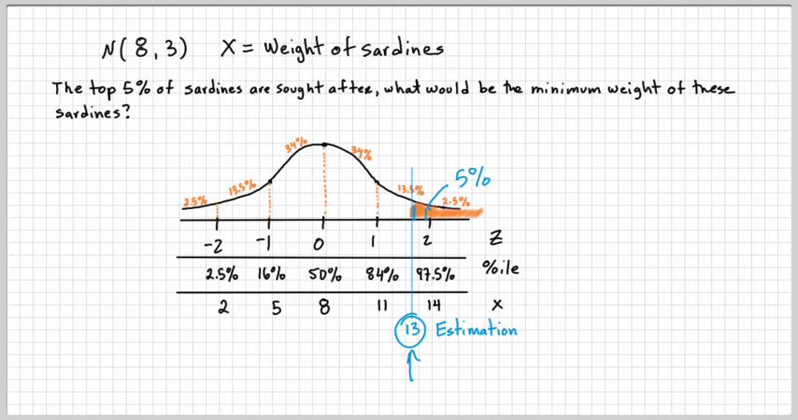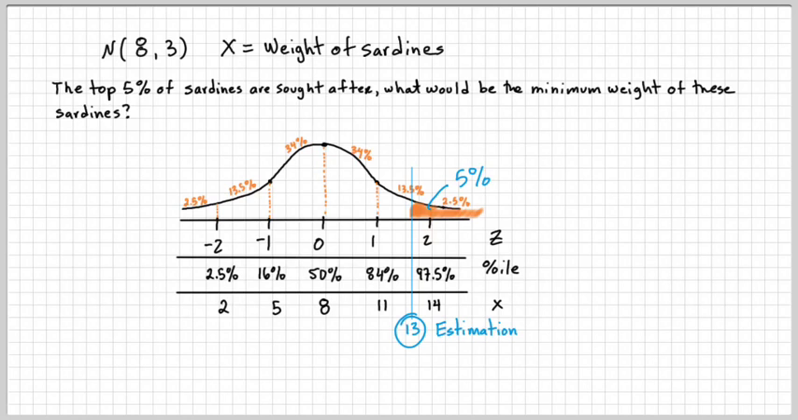13, 14, 15, 16, 17, 18, 19, 20, 21, 22, 23, 25. Sure. Is there a sardine that is 25? Could be. You don't know that. But not very likely, right? But those sardines that are 13 as a minimum weight, yes. That's the answer. But that's an estimate.